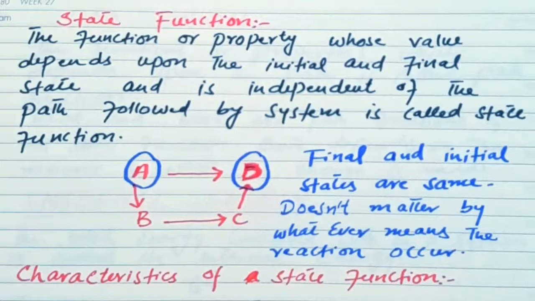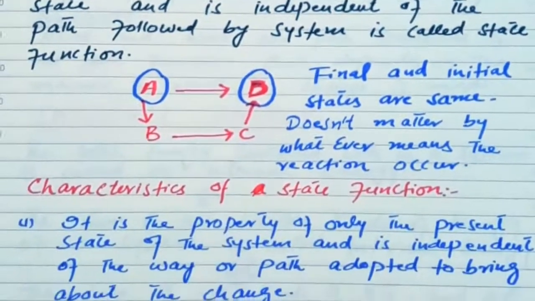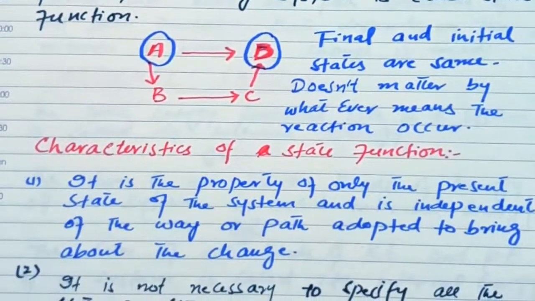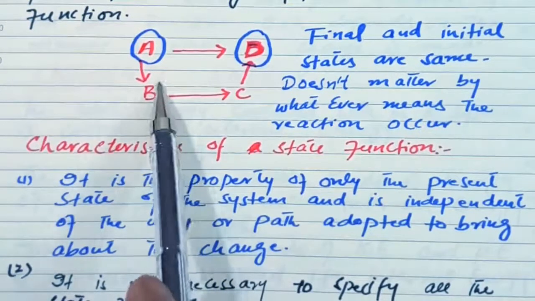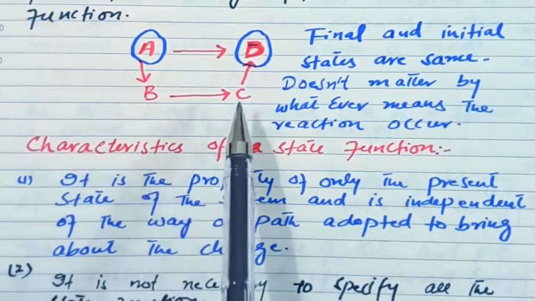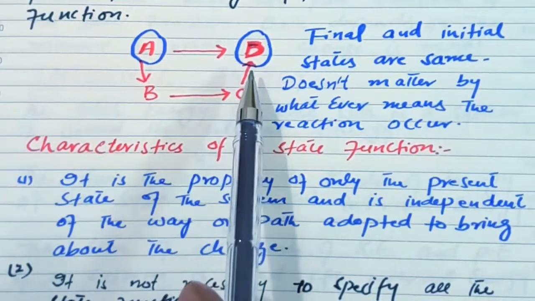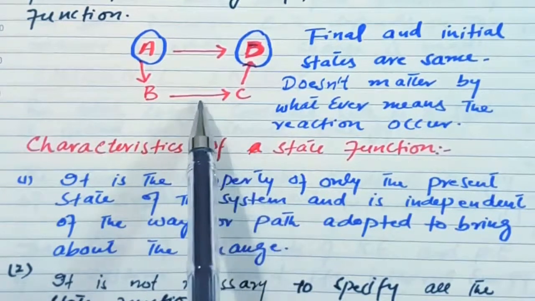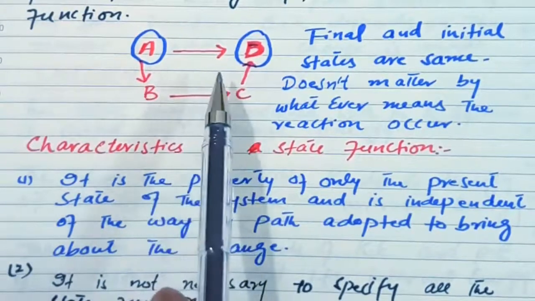For example, the existence of a system at one place and then after the change at the final place. Now this may occur in two different ways. For example, if we start converting A into D, this process occurs in two different ways. A may be converted directly into D, or A may be converted into B and B converts into C and then C converts into D. Now in both the cases the final and initial state of the system are the same.